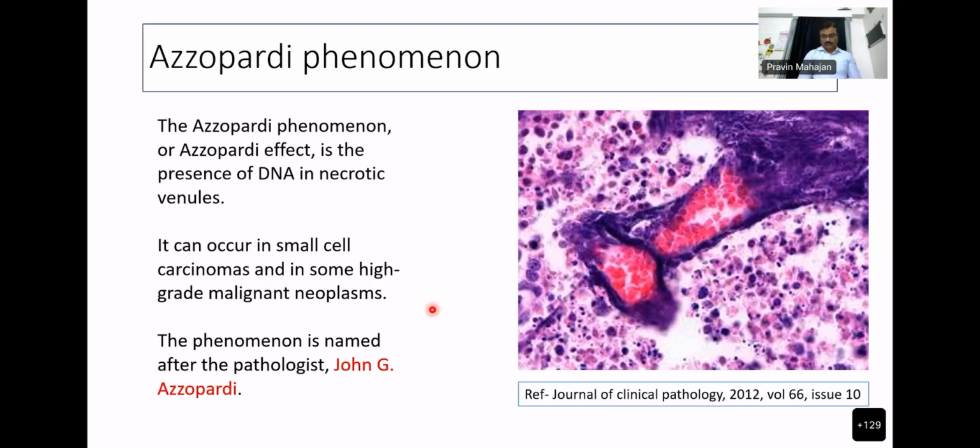I mean, this you usually see again like a crush artifact. This artifact is usually seen in tumors which are very high grade, like small cell carcinomas, like lymphomas, or sometimes even a small round cell tumor. So it actually helps in making a diagnosis. If you see this kind of phenomenon, you know that this is a high grade tumor, and you may be dealing with one of these differentials.